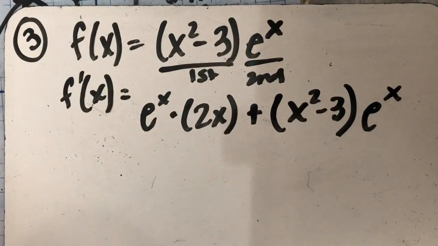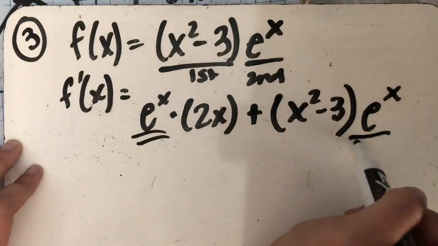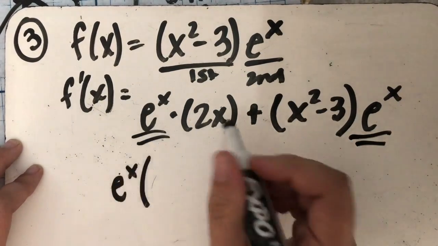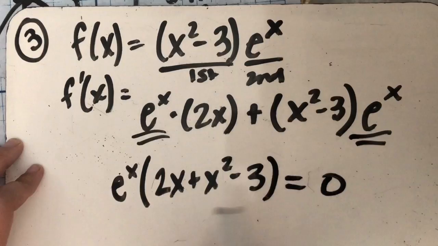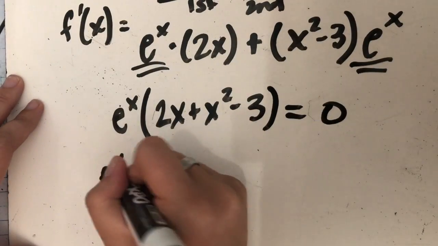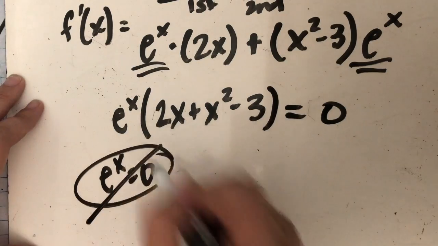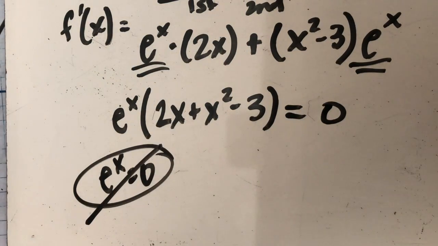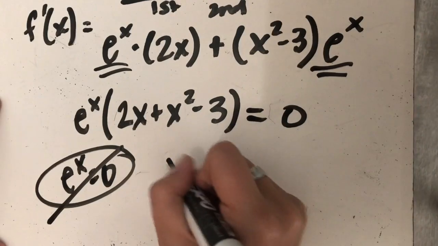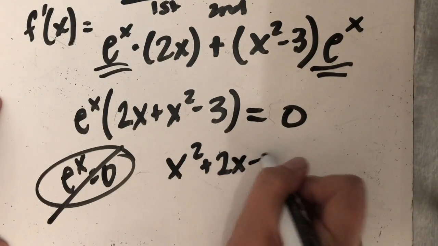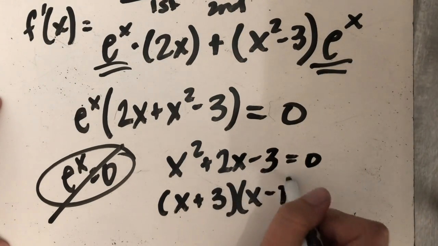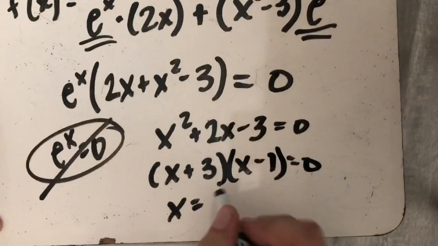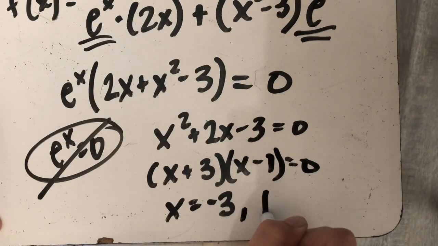Okay. Now, in the last video, we talked about factoring this out. Look for what they have in common. They both have an e to the x in common. So I'm going to pull e to the x to the front, and then I would have 2x plus x squared minus 3, and I want that to equal 0. I would need e to the x to equal 0, but that is impossible. No exponent there will give us a value of 0. This I'm going to rearrange and then factor. I've got x squared plus 2x minus 3 equals 0. So x plus 3 and x minus 1. So my critical points are at -3 and 1.